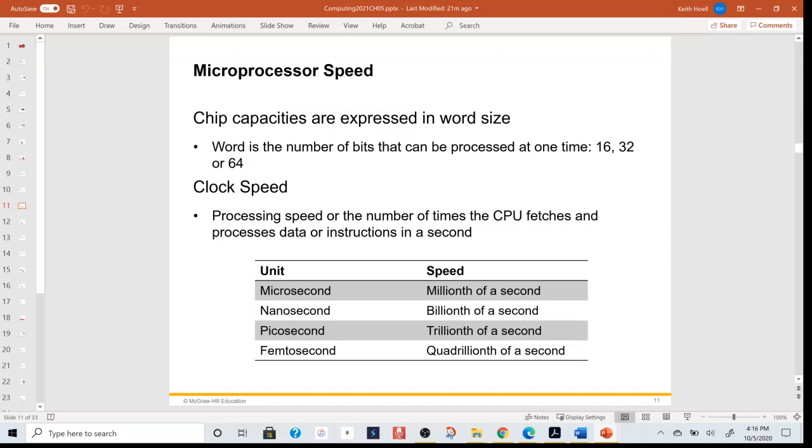Now, the microprocessor or the CPU is measured in speed. What's important is that you understand some of the units of speed. I'm not going to hold you too responsible for it, but look at microsecond, nanosecond, picosecond, and femtosecond. So we have a millionth of a second, billionth, trillionth, and quadrillionth of a second. Let's look at the easiest one here, the microsecond, a millionth of a second. What is 1/1,000,000th of 1 second?